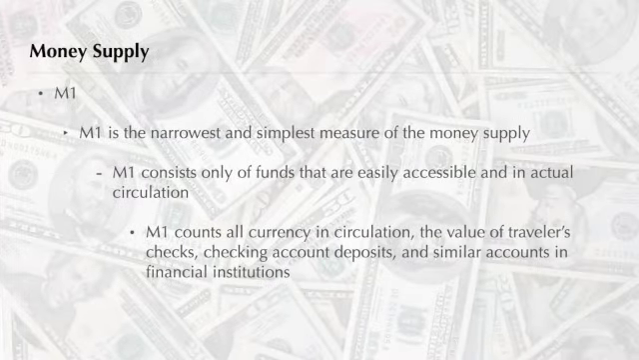The narrowest, as well as the simplest, measure of the money supply is M1. Economists who prefer to use M1 believe that the money supply should consist only of funds that are easily accessible in actual circulation. Thus, M1 counts all the currency in circulation, the value of all travelers' checks, all checking account deposits, and similar accounts in financial institutions. Checking and checking type accounts represent nearly 63% of the M1 total. In 2022, M1 totaled more than $20.7 trillion.